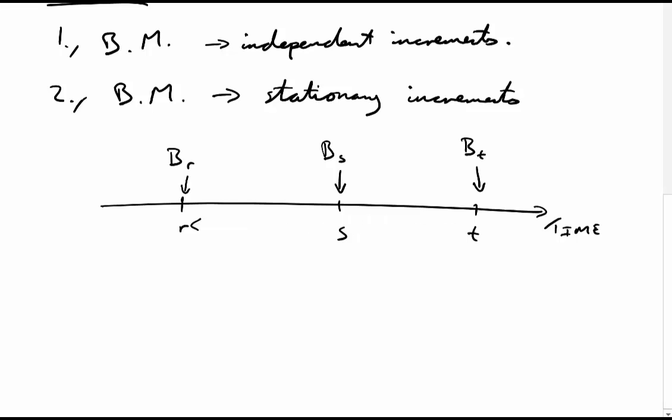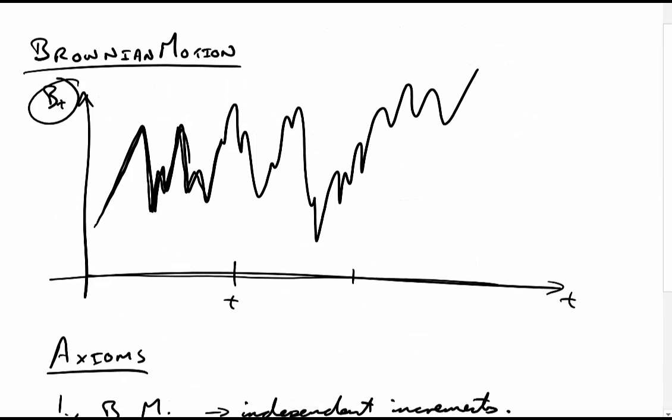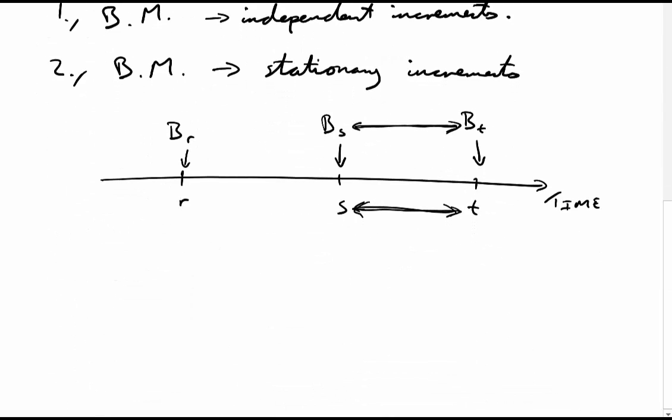In other words, what this is saying is that whatever happens between BT and BS, the distribution of that increment depends entirely on that time value, no other time values. It only depends on the time values going from here to here. So whatever the Brownian motion is doing, say this is t and this is s, between those two time values depends only on the time and nothing else. So it's what's known as stationary increments.